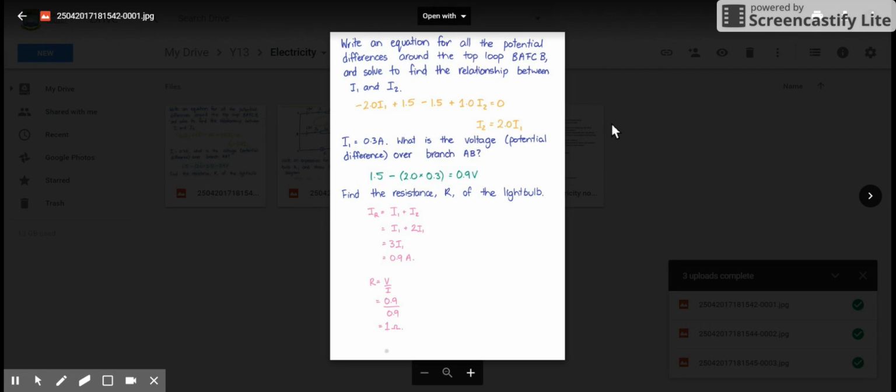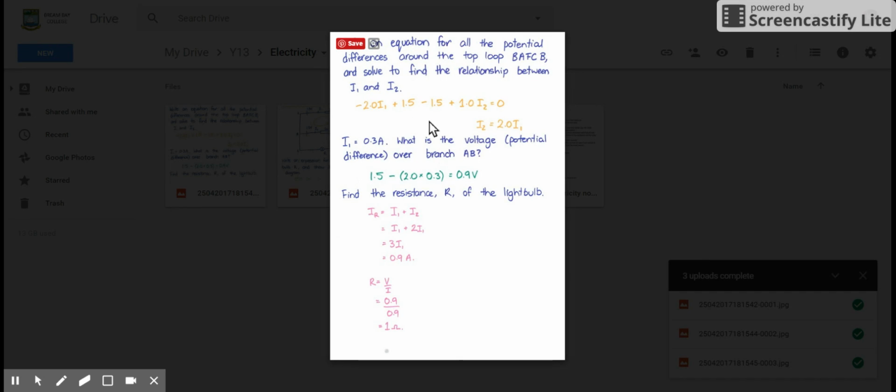So now it says write an equation for all the potential differences around the top loop, and they've helpfully given it to us. You go from B, A, F, C, and back to B, and solve it to find the relationship between I1 and I2. This means we're not actually solving to get a number value, we're just solving to get the ratio. And this is important because this sort of simultaneous equation turns up in Kirchoff's loop laws problems all the time. So we're just doing Kirchoff's loop law here, and I've started at point B.